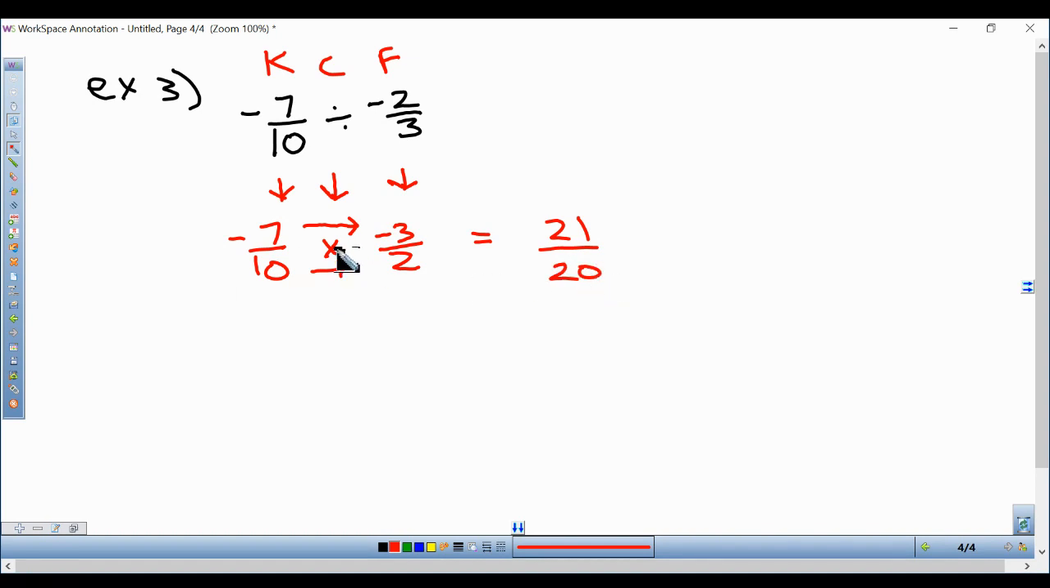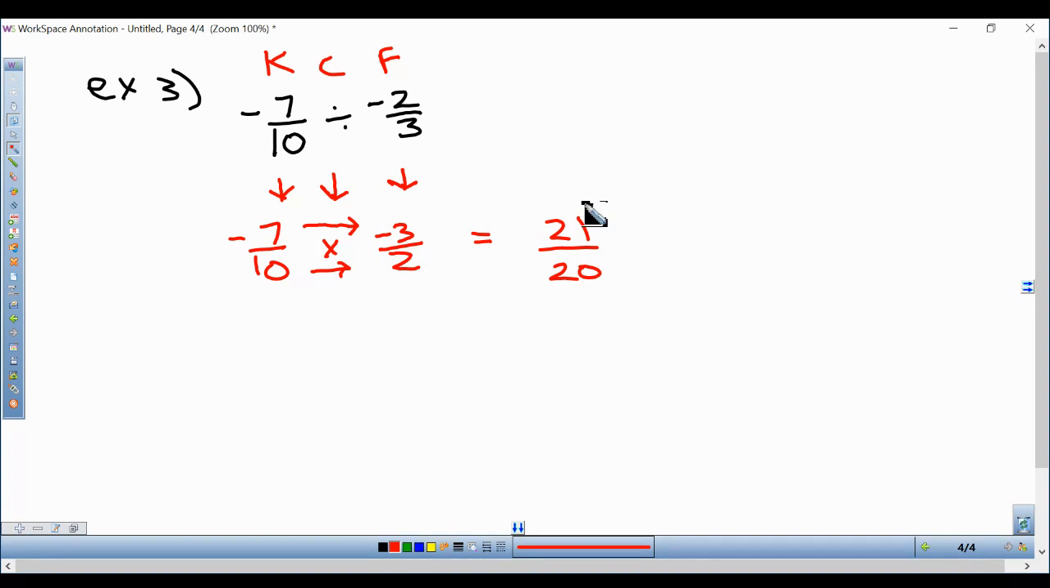Now we have negatives. Think about it. What happens when you multiply a negative times a negative? Same signs. So your answer is going to be positive. Same signs positive. They're both negative. They both have the same sign. So our answer is positive. So we have 21/20.